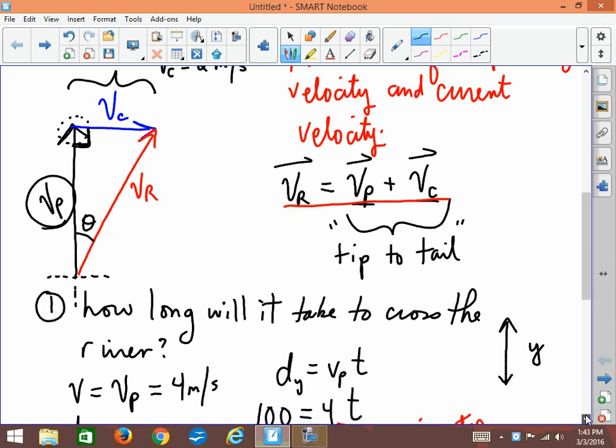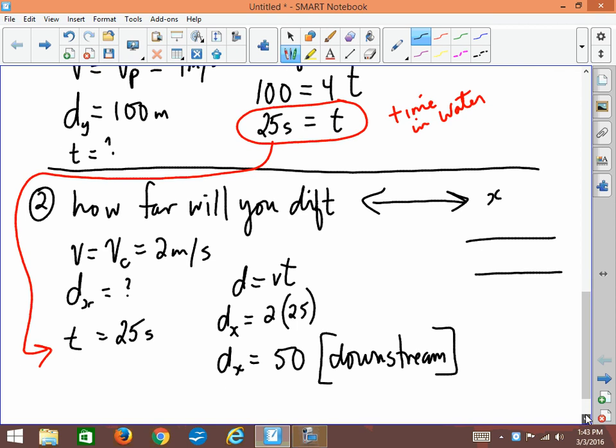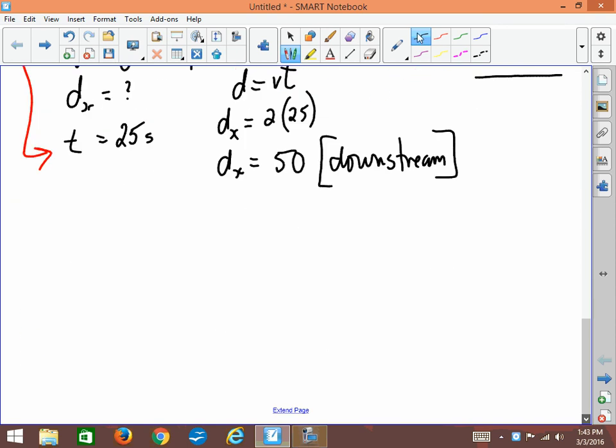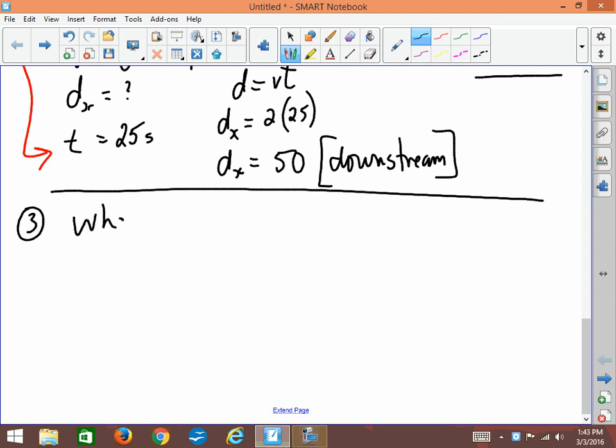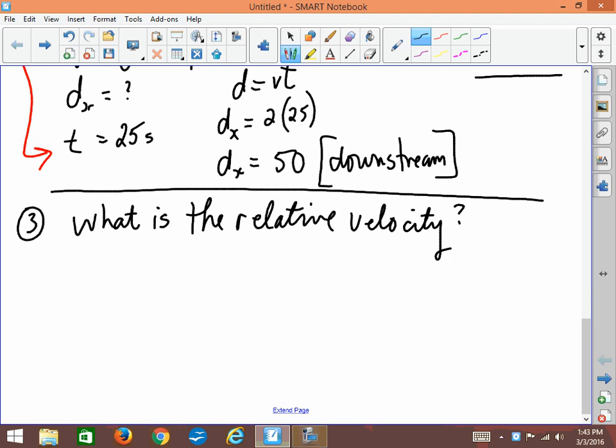So now I'm going to go down here and redraw that triangle so we don't have to keep going back and forth. And we'll do question number 3, which will simply be, what is the relative velocity? Well, there's my paddling velocity, which was 4 meters per second. So I'll put the number on there. Here is my current, VC, which was 2 meters per second. And then we had the result, which goes from here to here.